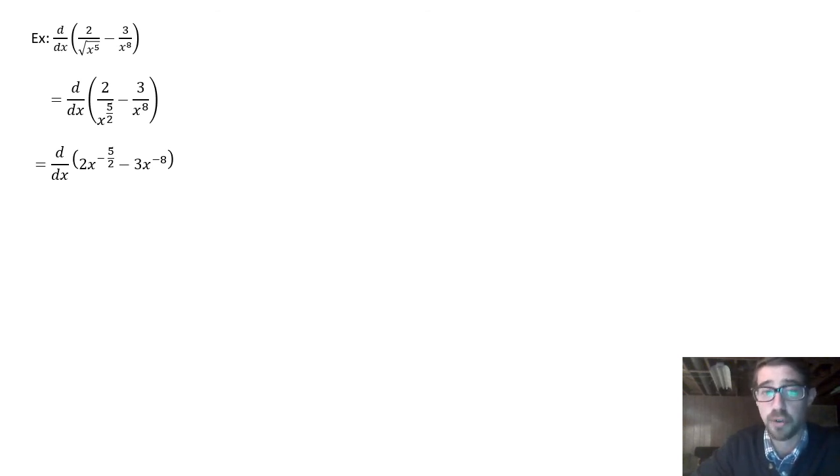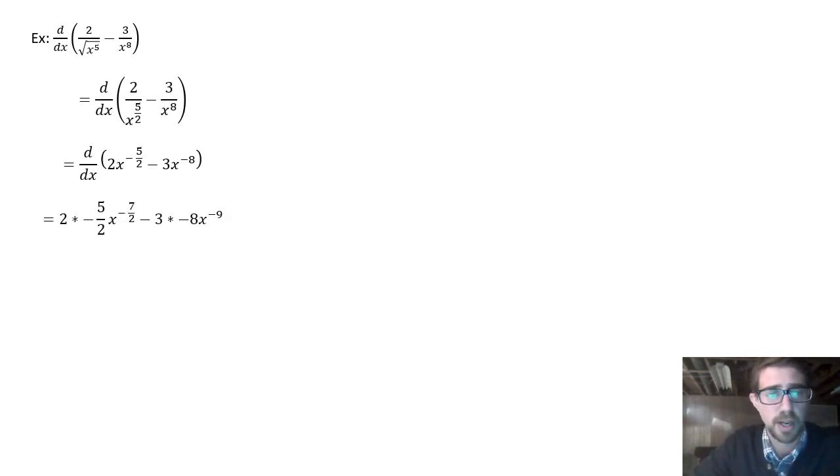And then 3 over x to the 8th is the same thing as 3 times x to the negative 8, right? It's 3 times 1 over x to the 8, which is the same thing. Just convince yourself that works. Now, those are the same thing, right? We haven't done any derivatives yet. We haven't done any calculus yet. We're just rewriting. So here's the calculus.